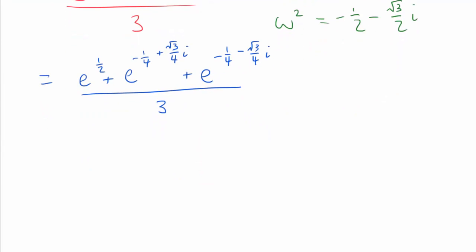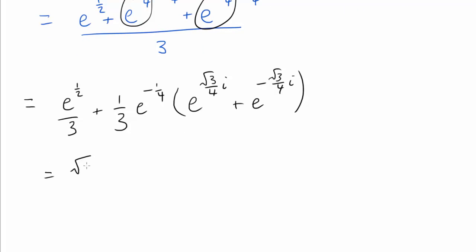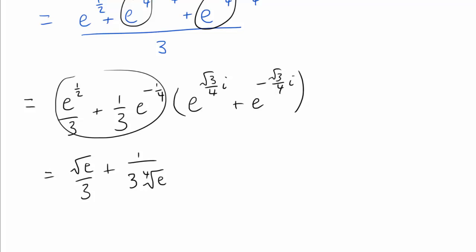And now let's break this expression apart a little bit. We have e to the 1/2 divided by 3. And in the rest of them, we can factor out e to the negative 1/4 because that's common. And the remaining portion is e to the square root of 3 over 4 i plus e to the negative square root of 3 over 4 i. And by Euler's formula, we can simplify this as well. But before we do so, let's quickly rewrite this part.